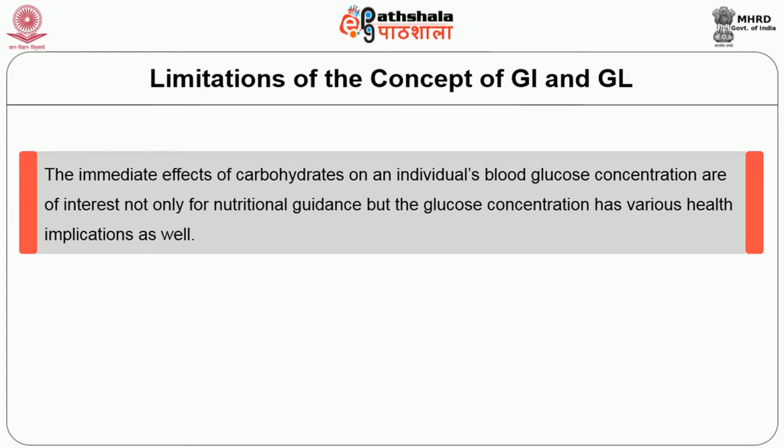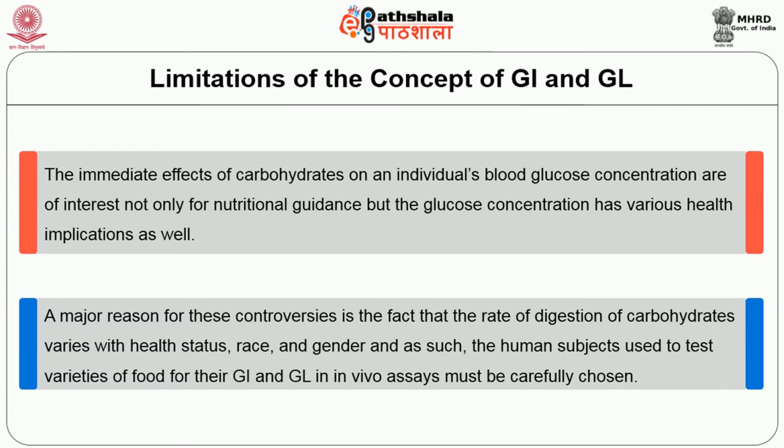The immediate effects of carbohydrates on an individual's blood glucose concentration are of interest not only for nutritional guidance, but the glucose concentration has various health implications as well. A major reason for these controversies is the fact that the rate of digestion of carbohydrates varies with the health status, race and gender, and as such the human subjects used to test varieties of food for their glycemic index and glycemic load in vivo assays must be carefully chosen.